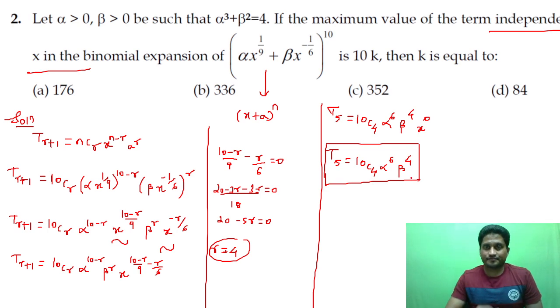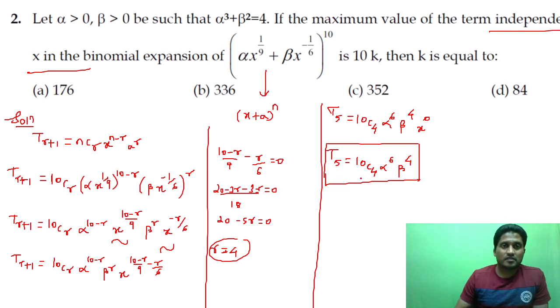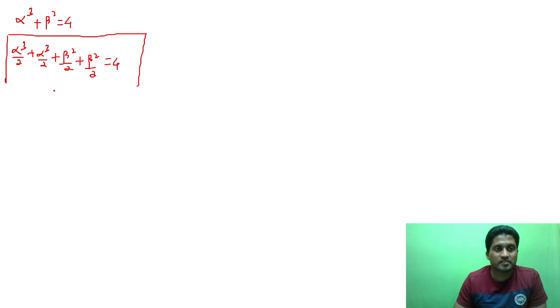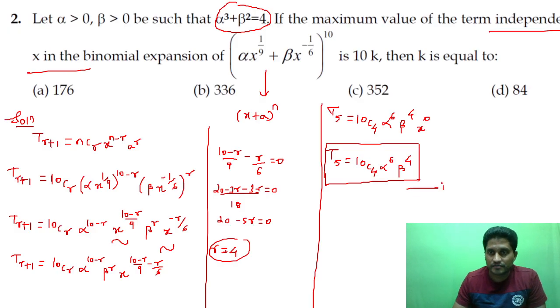Now, it's also given in the question that alpha cube plus beta square equals 4. So let me use this. Can I write it like this? Alpha cube divided by 2 plus alpha cube divided by 2, both are the same, plus beta square upon 2 plus beta square upon 2, equal to 4. Let's call this equation 1.